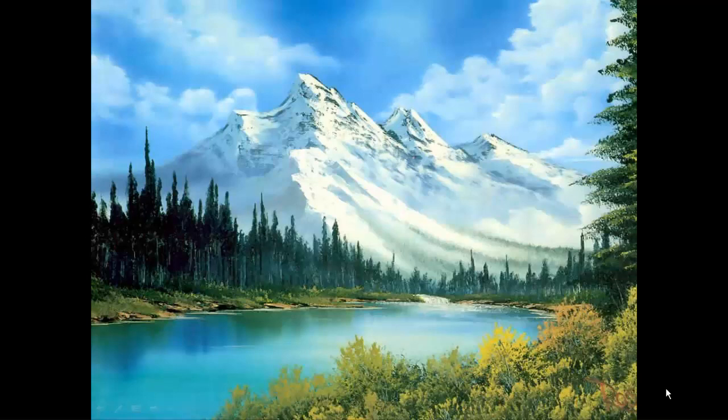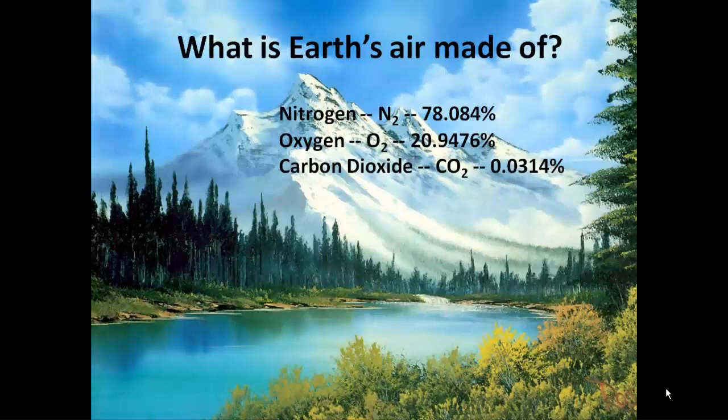As far as elements go, what is the Earth's air made of? It's mostly made of nitrogen. 78% of the Earth's gas is nitrogen gas, followed by 21% oxygen, and not even 1% carbon dioxide, which we exhale or breathe out. As far as density goes, remember, what is least dense is going to float, and what's most dense is going to sink.